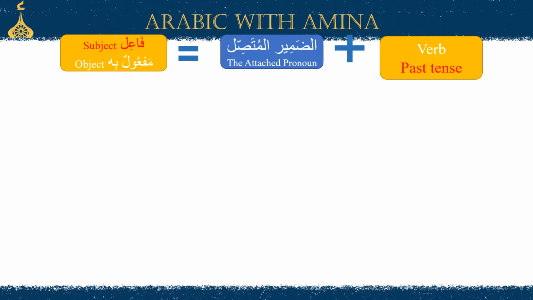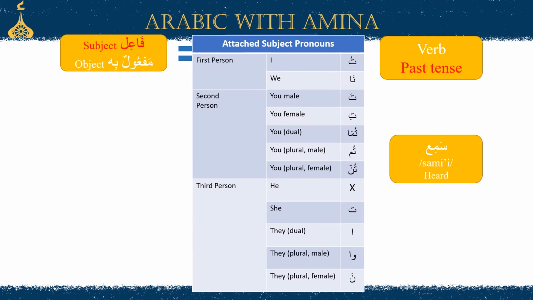Our verb is going to be sami'a, which means heard. And these are the subject pronouns used for the past tense verb. You can see we have all of them: first person, second person, third person. So now on to our examples. We're going to first say that I heard. And the pronoun for I is ta with a dhamma. So we're just going to add that to the end of the verb, sami'tu. And then we are going to say that you, the male, heard, sami'ta.